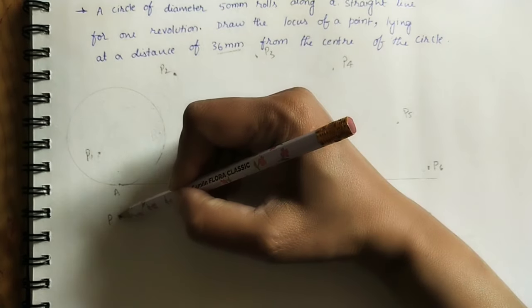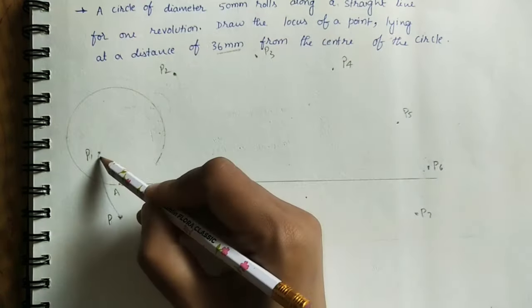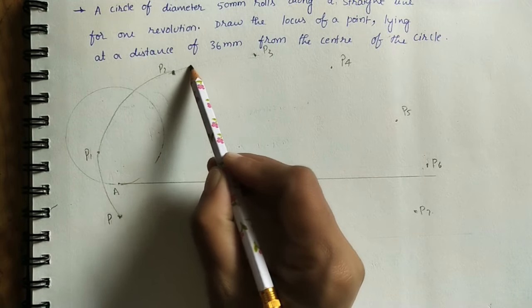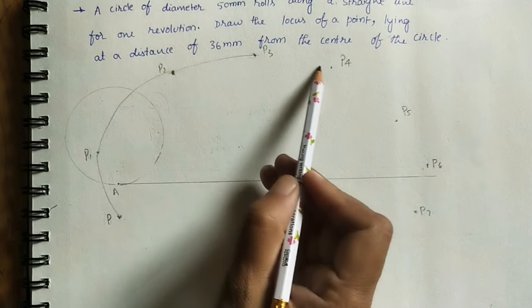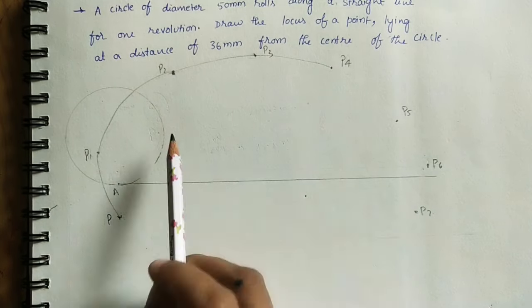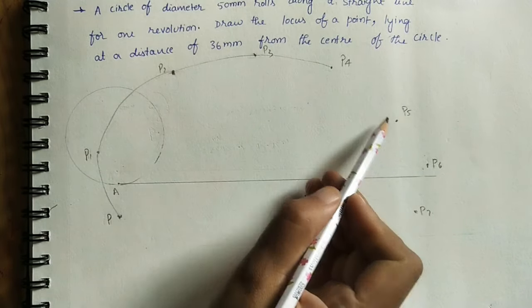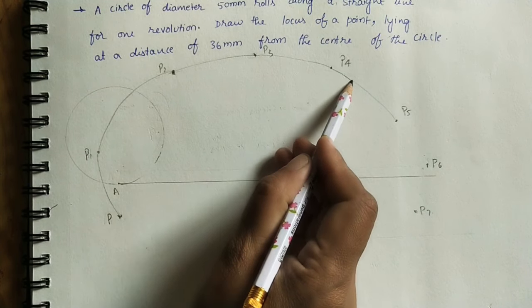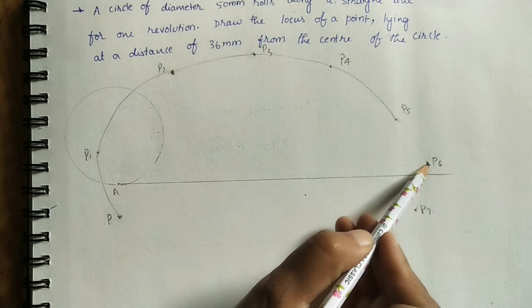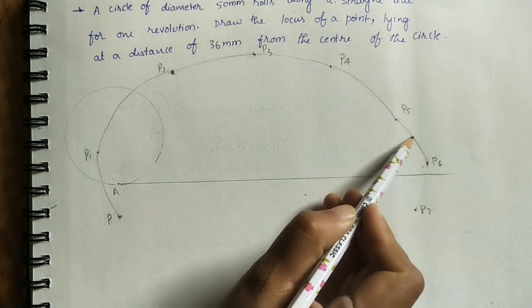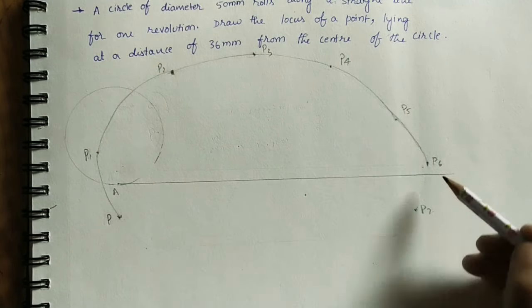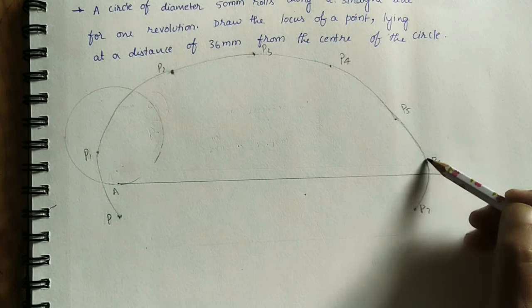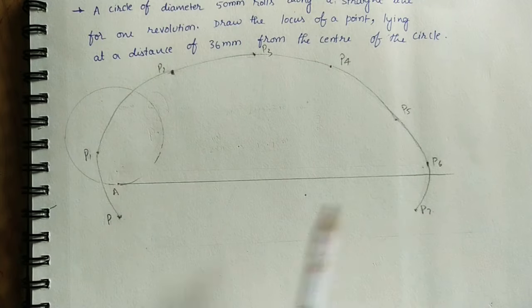Let us do it here. We try to do the freehand curve here. After that, P2 to P3, and then P3 to P4, P4 to P5, and then P6 to P7. Now this curve is the path of the P point.